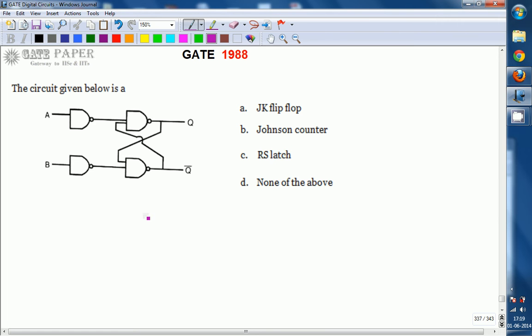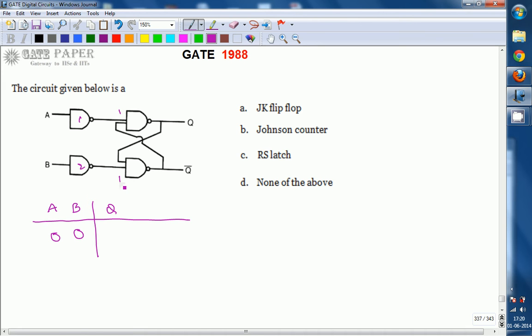If you observe, let us assume A and B are the inputs. At that time, we will find what you are going to get at Q. First you are applying 0 0. Whenever you apply 0 0, the gates 1 and 2 act as inverters, so you will get 1 1 over here.